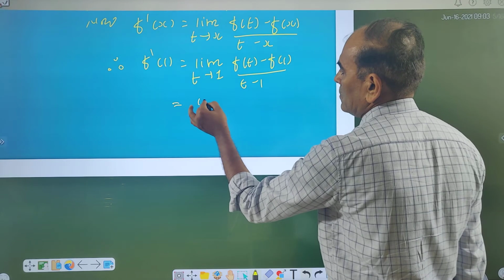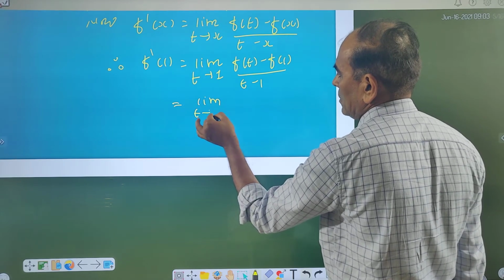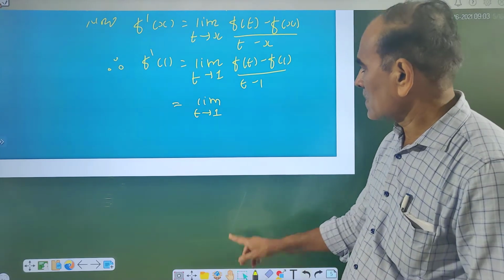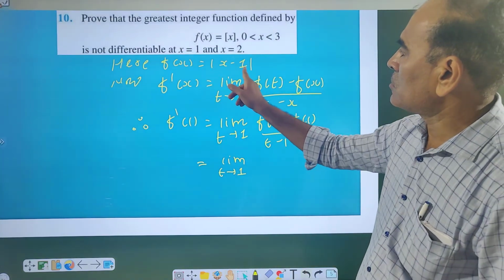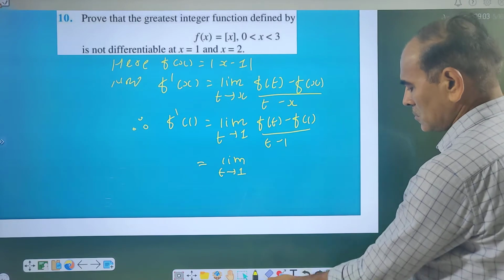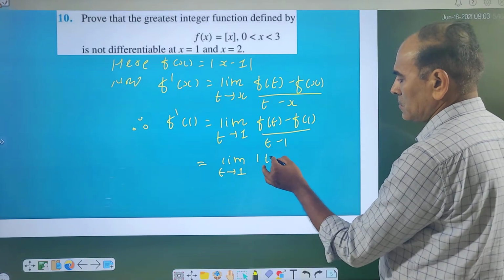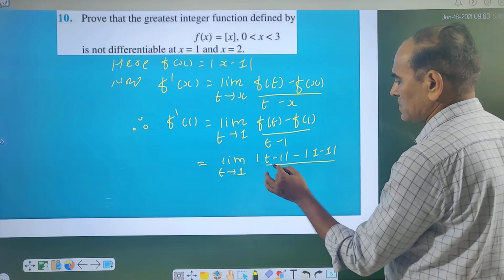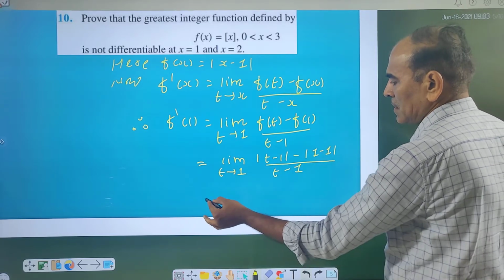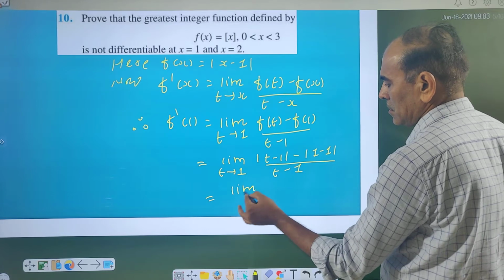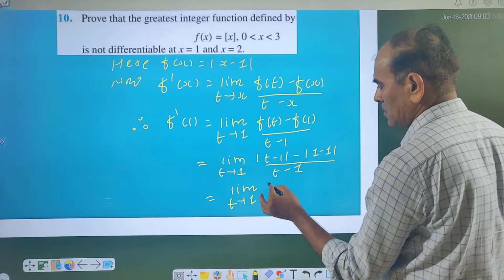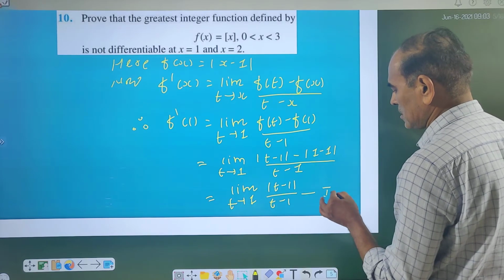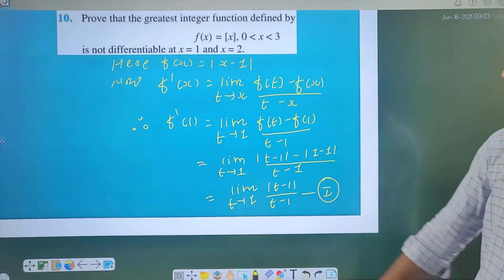and that is equal to limit t tends to 1, f of t. f of x is equal to magnitude of x minus 1, so f of t is equal to magnitude of t minus 1. What is f of 1? Magnitude of 1 minus 1, over t minus 1. And that is equal to limit t tends to 1 magnitude of t minus 1 over t minus 1. So result number 1.